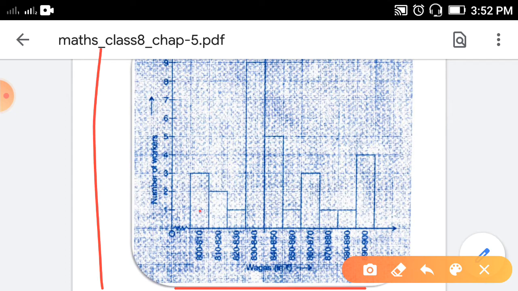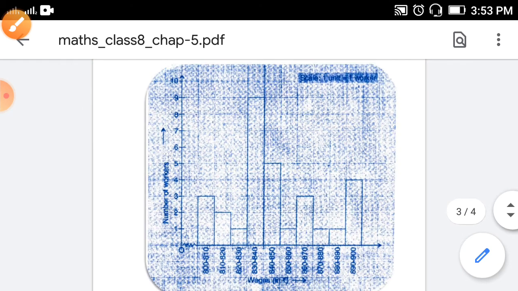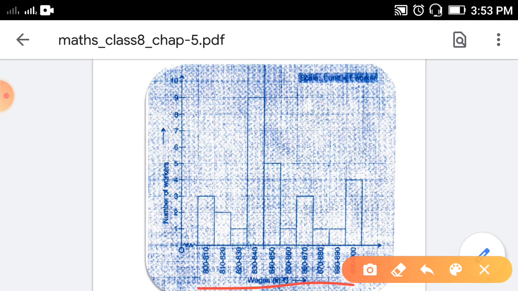Okay, and you can check examples in the textbook. You will see this zigzag sign. Okay, why we are putting this sign? Because it shows that here 0 is there and here 800. It means we are not showing the data between 0 to 800. We are directly starting from 800. Okay, so that's why we have to put this sign. Now you have written all these class intervals, and here you have to leave a space for this sign.